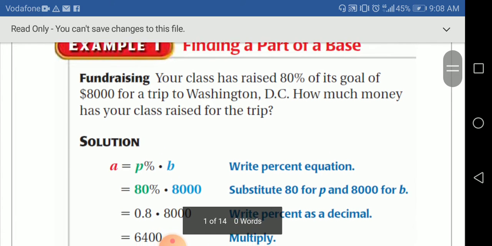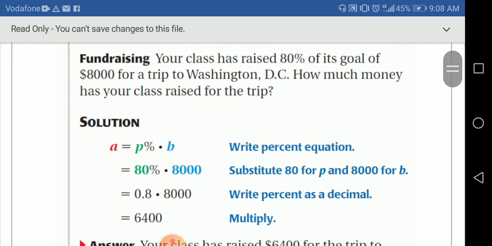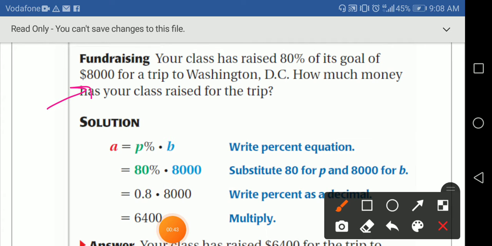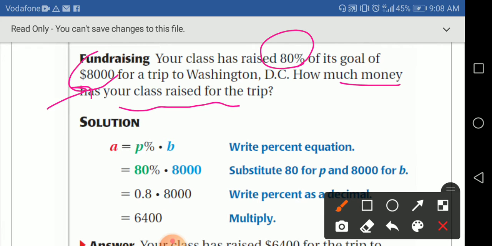Okay, let's have an example here. Your class has raised 80% of its goal of $8,000 for a trip to Washington, D.C. How much money has your class raised for the trip? So guys, he asks me about the percentage. Here we have 80% of its goal, $8,000. So how can I find how much money your class raised for the trip?